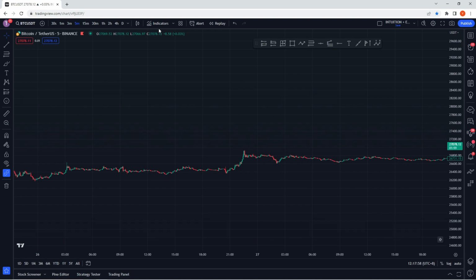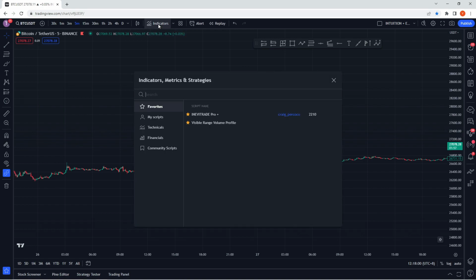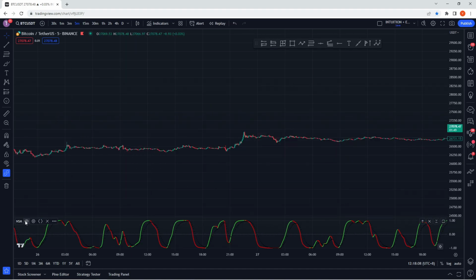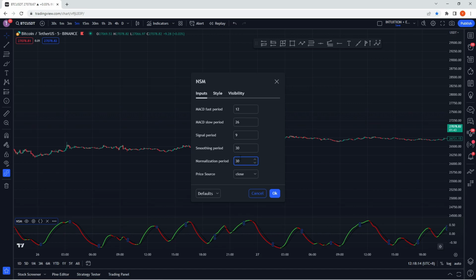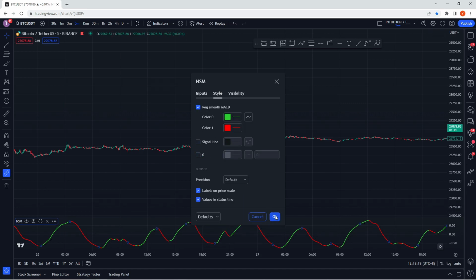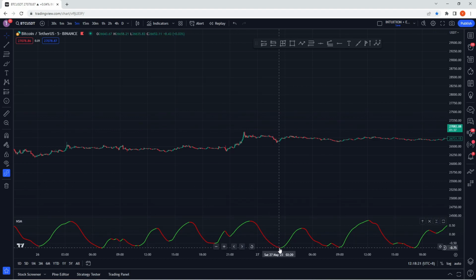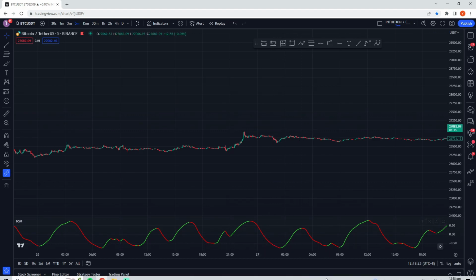So for this video we'll be using two indicators. The first up will be the normalized smooth MACD indicator. So just search up normalized smooth MACD by Dread Blitz. For this, you're going to change certain things. You're going to change the smoothing period to 30 and the normalization to 30. For the style, we're going to remove the signal and the zero line because that's not needed. And as you guys can see, we have this smoothed out MACD indicator.